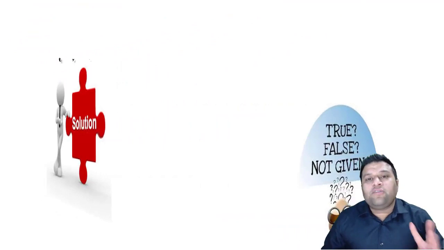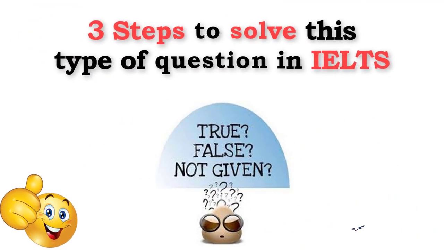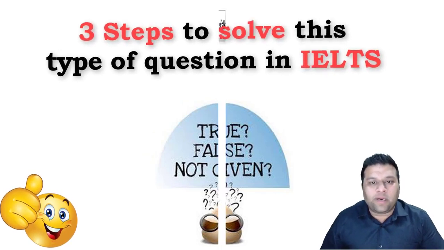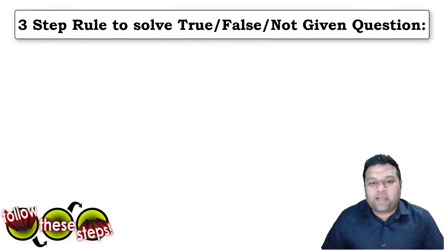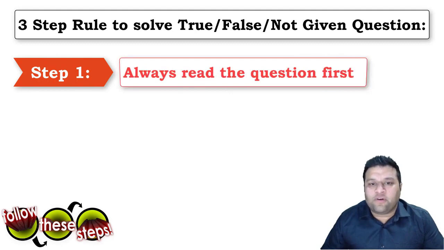I'm gonna teach 3 steps today. If you can take these 3 steps, your problem about this particular question type, true, false, not given, is going to be solved permanently. I'm going to show you 3 strategies or a 3-step rule. Step number one is always read the question first, right?